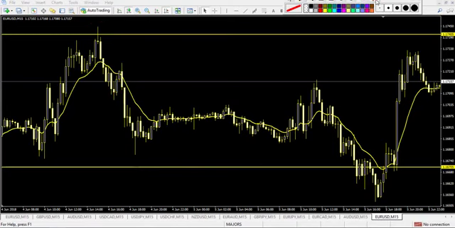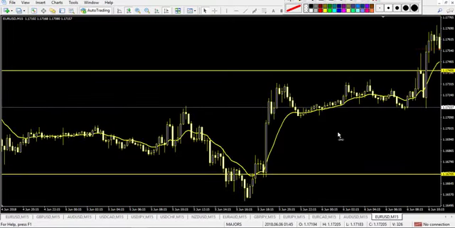So now let's look at the next level, and the next level actually has the same pattern. So the price breaks down here and breaks the EMA right here, and after comes back here and breaks up. So this one is not takeable either, because the candle is too big and the stop loss would be too big. So let's go to the next.